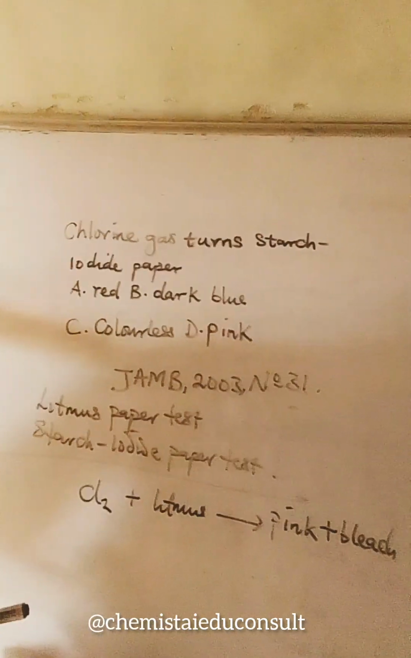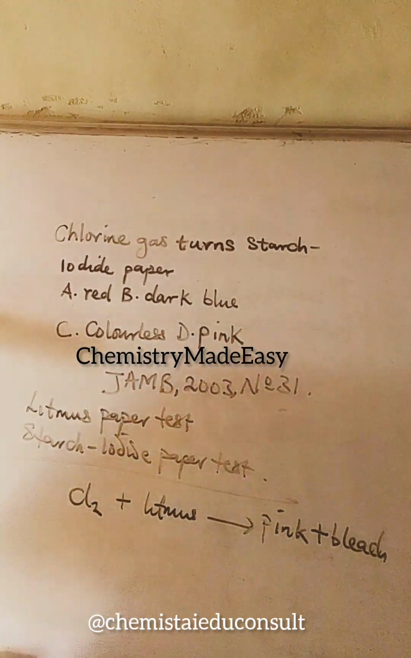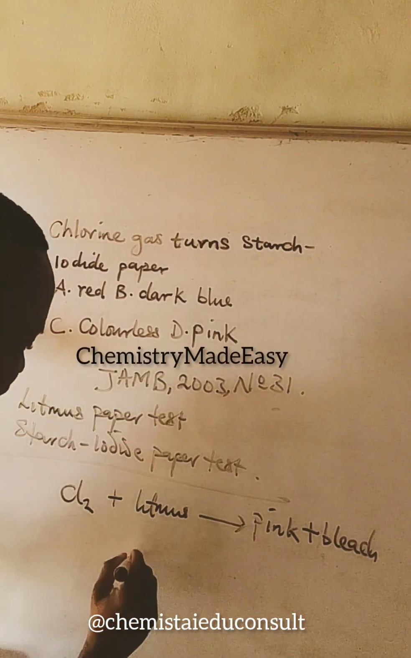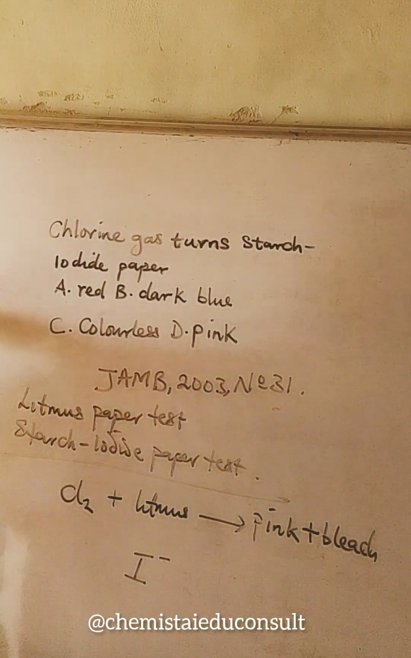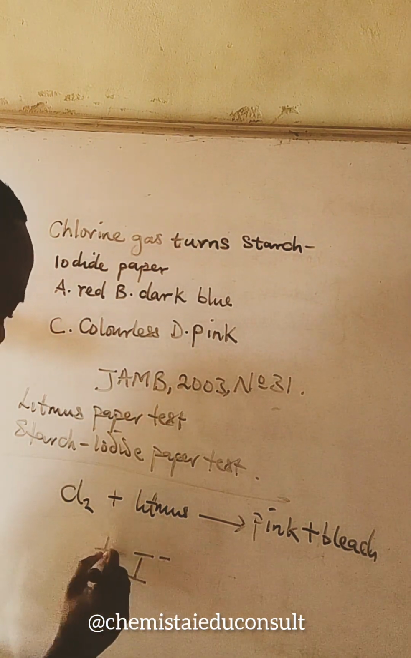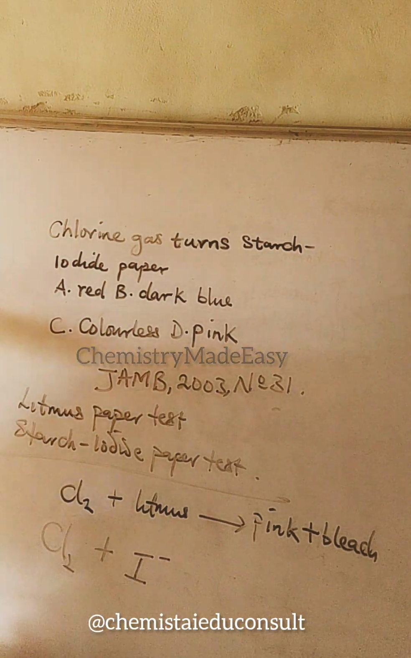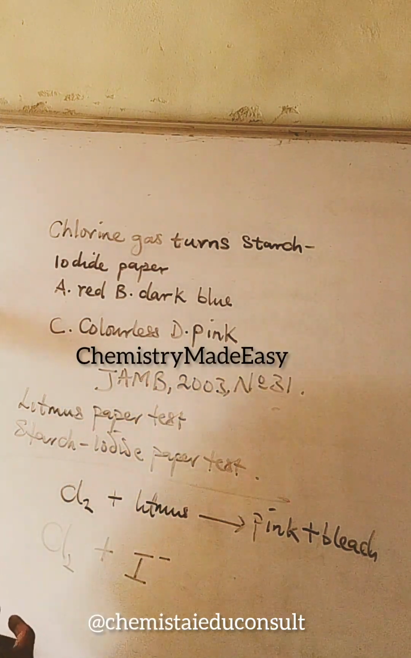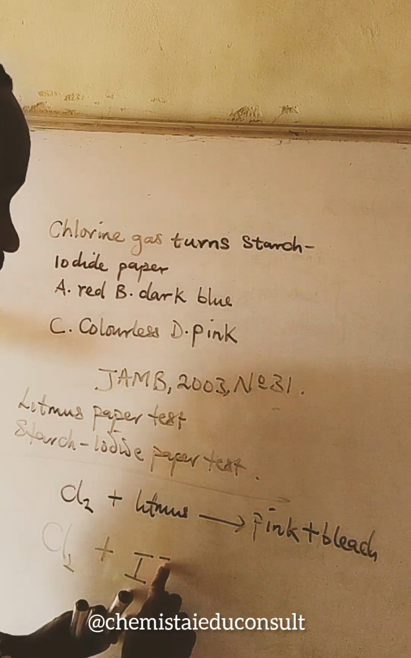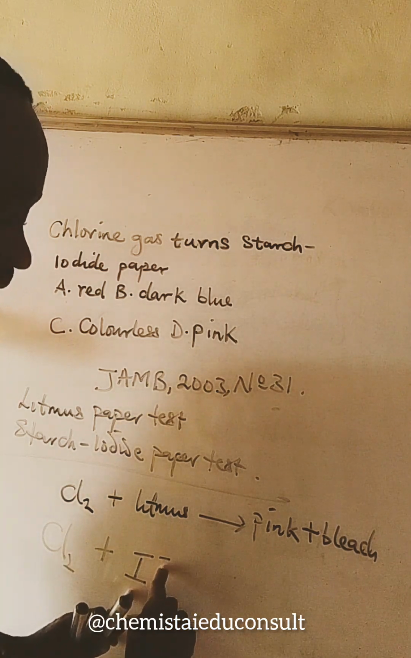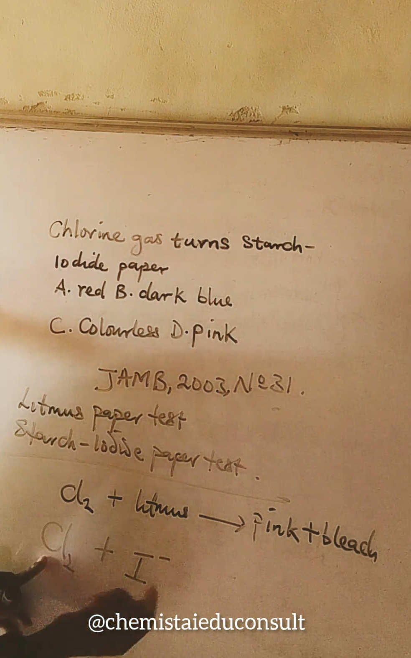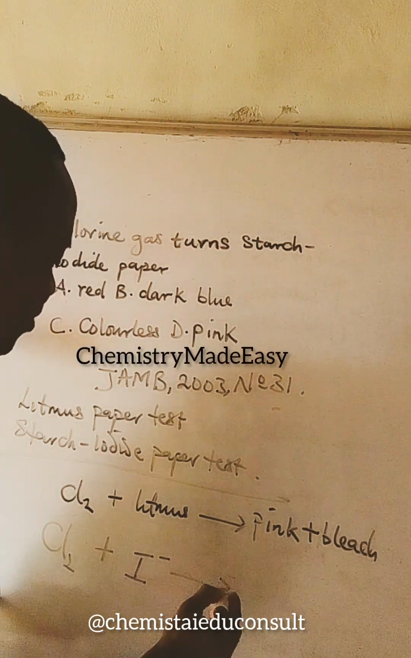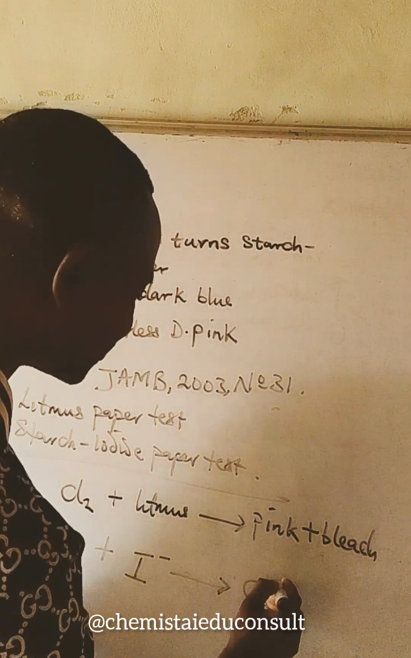The next test is starch-iodide paper test. Starch-iodide paper contains what is called iodide ion. Now, when you pass chlorine gas across starch-iodide paper, remember starch-iodide paper contains iodide ion. What happens is that iodide ion has one extra electron. That is why it is 1 minus. One of the chlorine atoms here will accept that electron and become reduced to chloride ion.